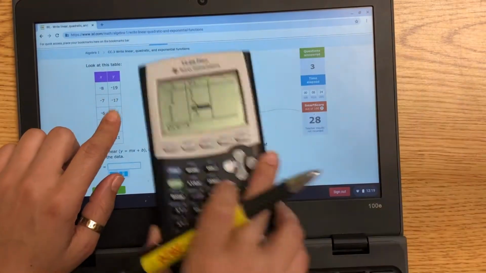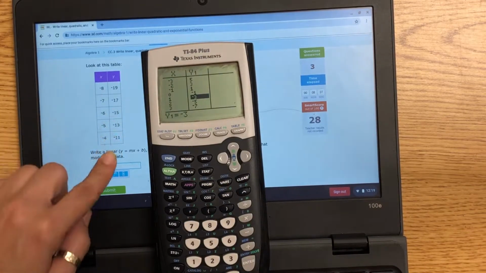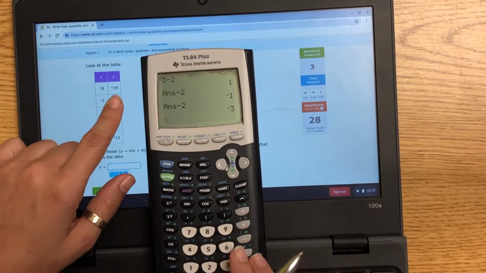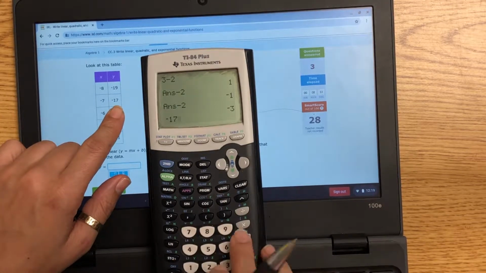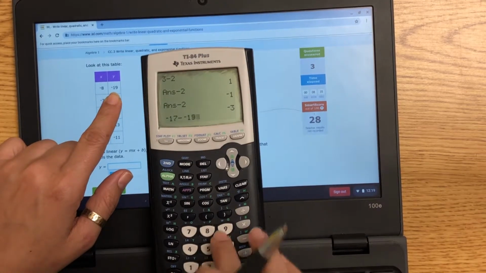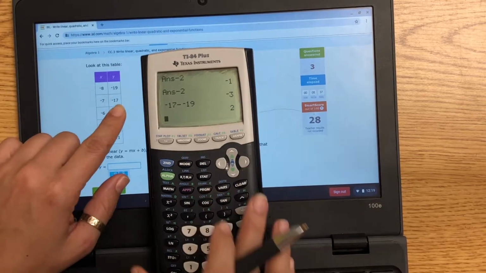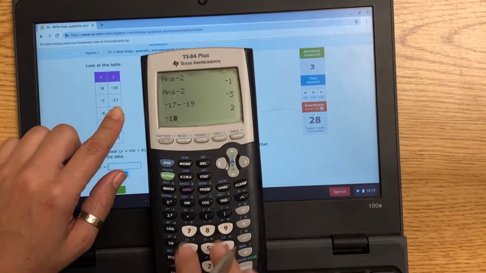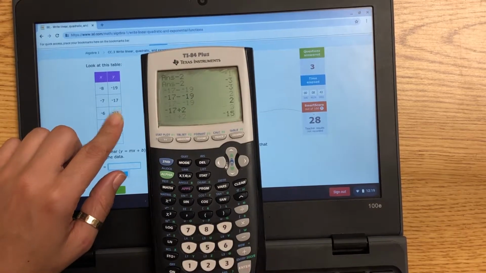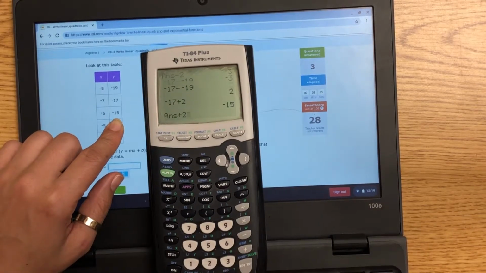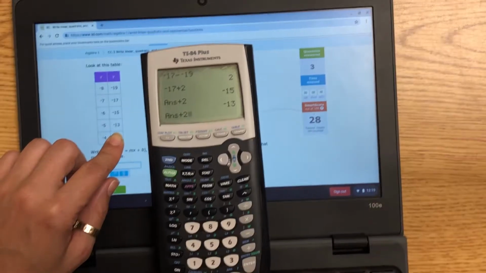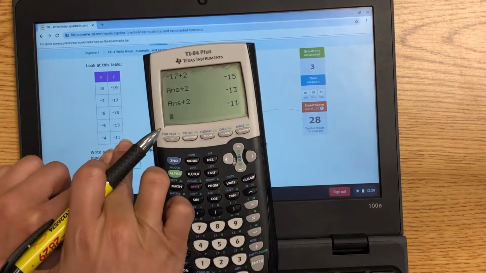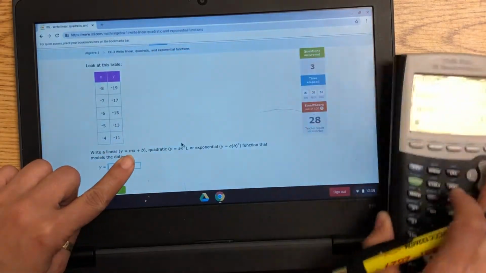All right, again, I can already see these are changing by 2. Okay, so I'm not going to check exponential because you start to see the pattern. So negative 17 minus negative 19, it's changing by 2 every time. So I'm going to add 2 to every number and get the next number. So I'm going to check that. Negative 17 plus 2, is that going to give me negative 15? Yes. Plus 2, is that going to give me negative 13? Yes. Plus 2, is that going to give me negative 11? Yes. So my first difference is always plus 2, so that means it's linear.